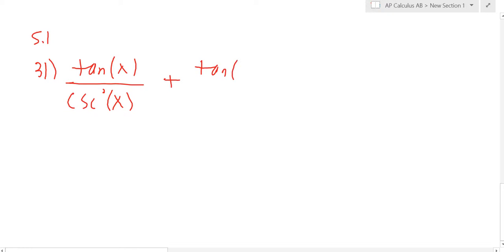Problem 31: tangent of x over cosecant squared of x, plus tangent of x over secant squared of x. Okay.